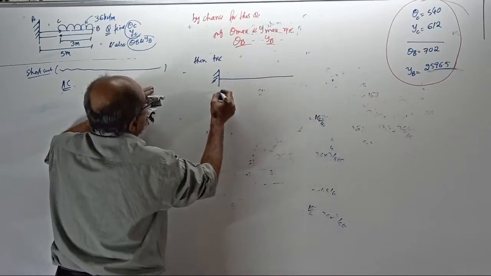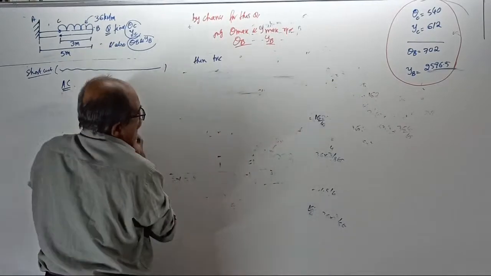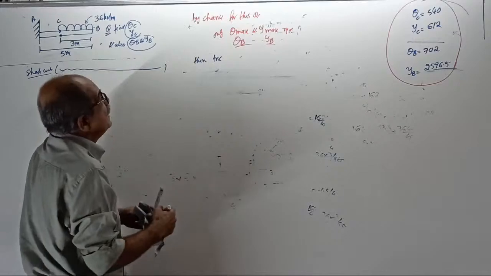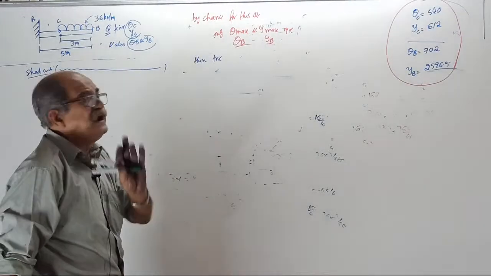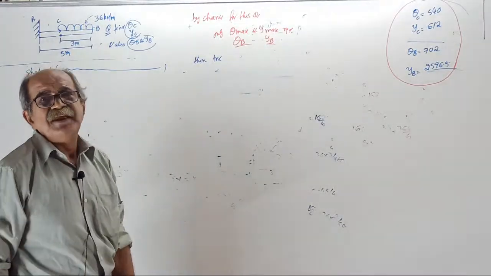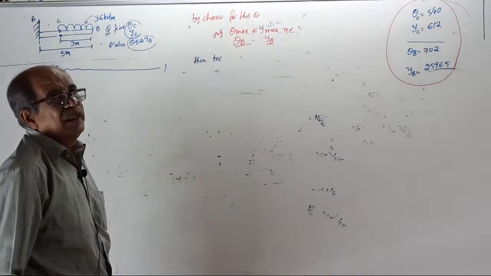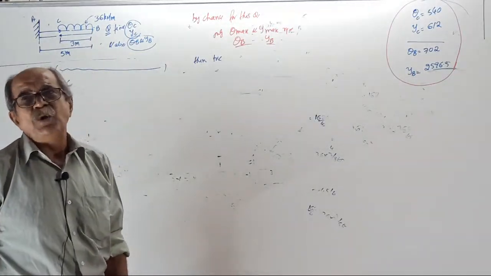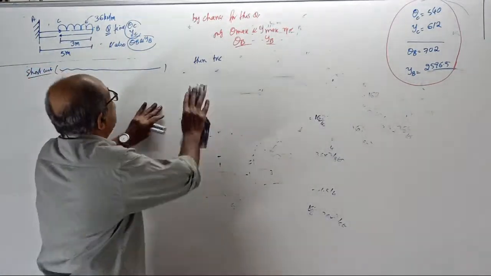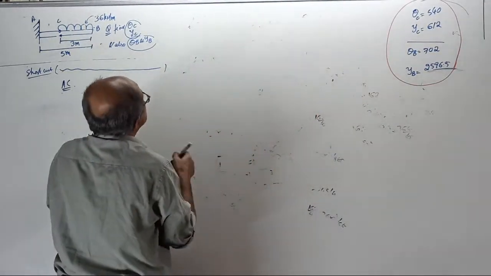What you do is, consider a cantilever of length 5 meters. Usually in examinations, they always ask what is the maximum slope and what is the maximum deflection. Other points, they don't ask. In that case, you can do a very fast shortcut.